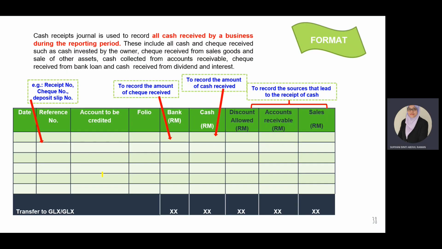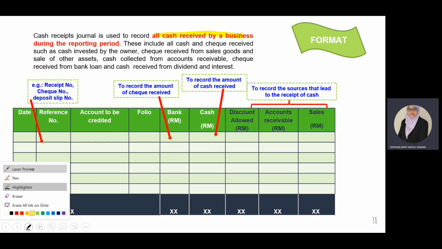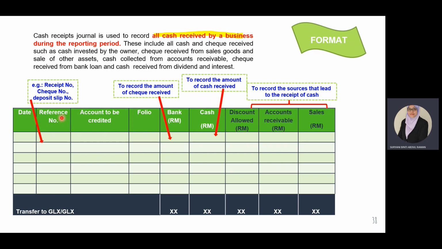Okay, next, we come nearly to the end. The next is the cash receipt journal. So what is the purpose? It is to record all cash received by a business. Okay, the format is quite different. As you can see, we have a few columns here. We have the first column, date, followed by reference number.